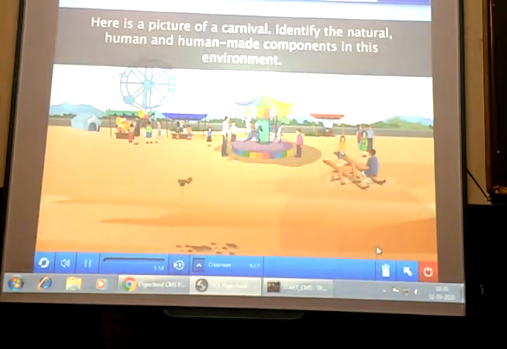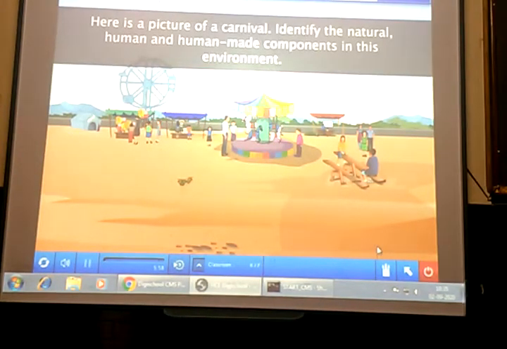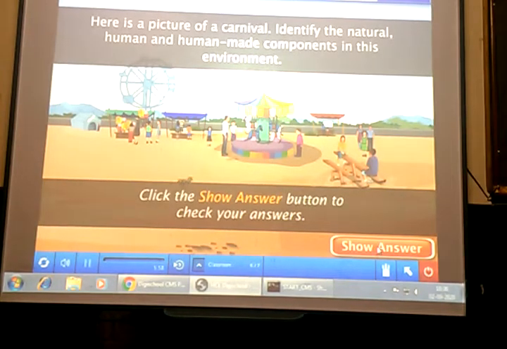Here is a picture of a carnival. Identify the natural, human, and human-made components in this environment. Click the Show Answer button to check your answers.